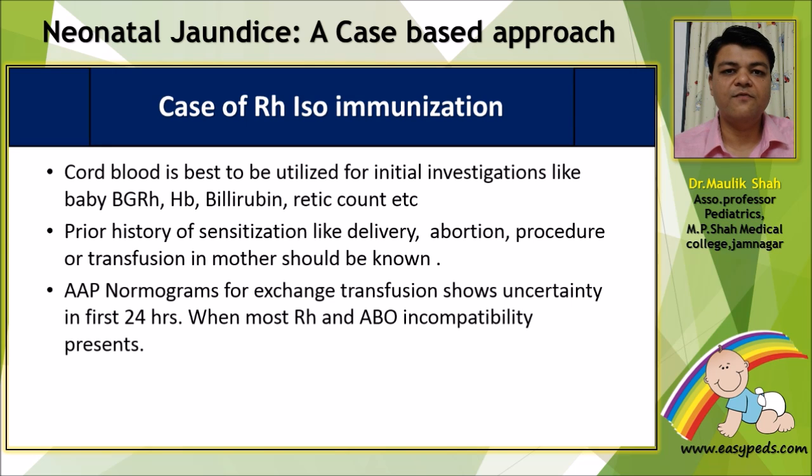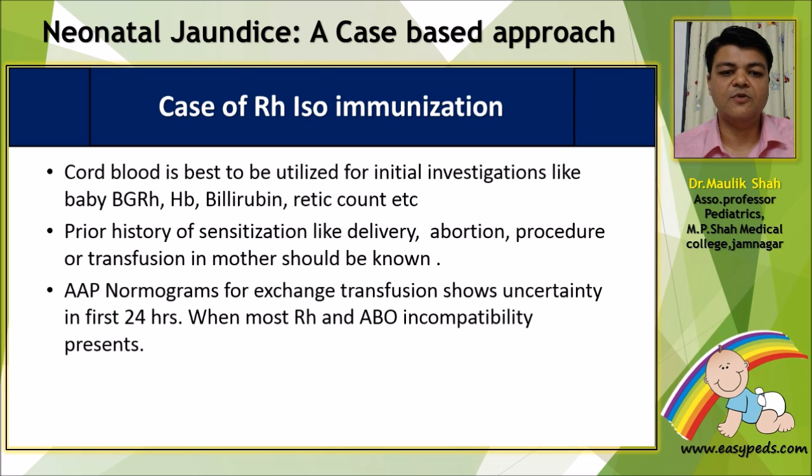Cord blood is often not utilized and the baby is pricked again and again. So rather than pricking the baby for a sample, we should take a cord blood sample and utilize it for various investigations like cord blood hemoglobin, baby blood grouping, bilirubin or retic count of that particular cord blood. Prior history of sensitization, like delivery, abortion, procedure or a mismatched transfusion in the mother, should be known.